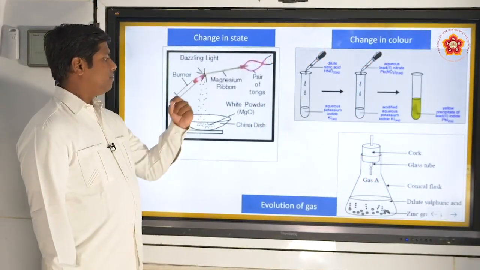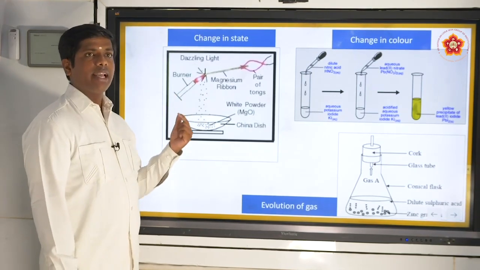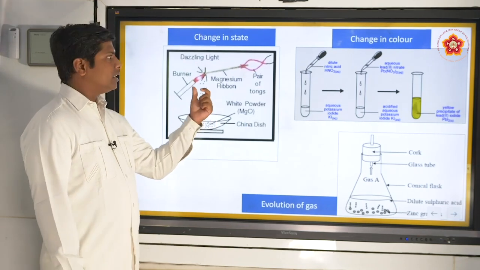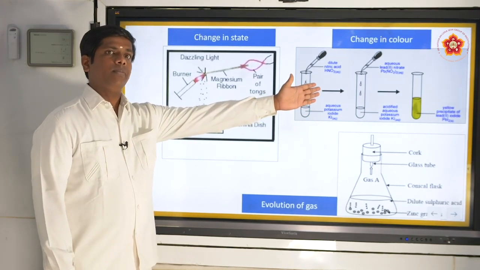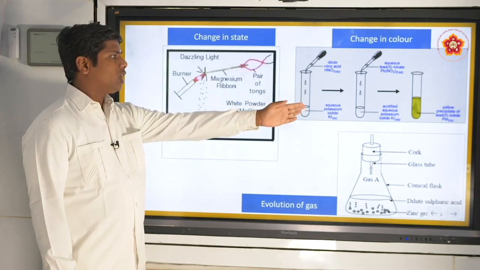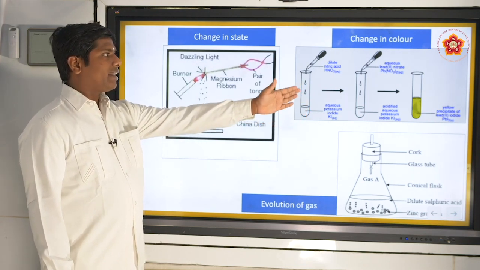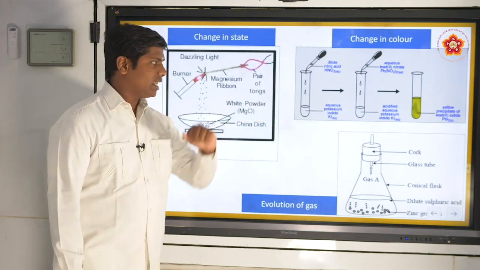Change in state. When a magnesium ribbon is burnt in the presence of oxygen, we get magnesium oxide. That is from solid state to gaseous state. That is a change in state. Change in color. In this activity, aqueous potassium iodide solution is added to lead nitrate solution, and we get a yellow precipitate, colorless to yellow. That is change in color.